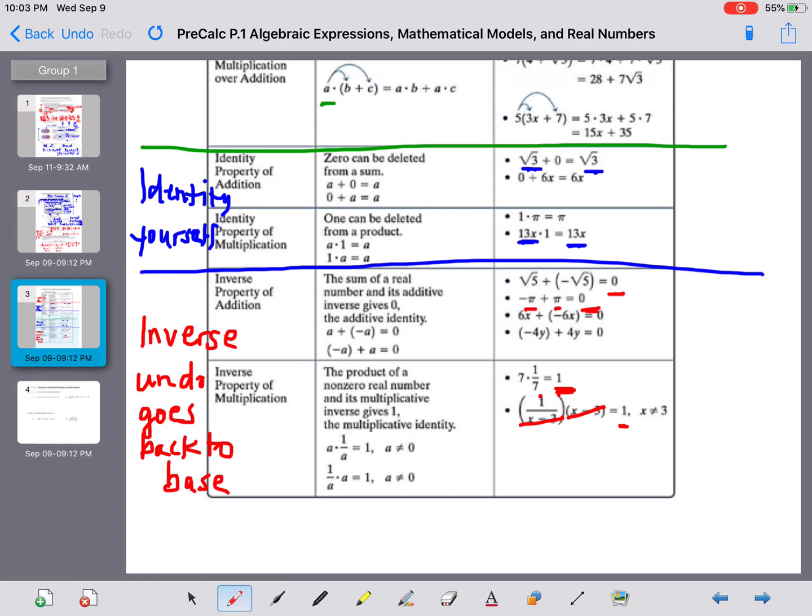Identity, you keep the same answer you started with, and that means you added 0 or you multiplied by 1. Okay. Those are our big properties. That's what we want to know. Let's practice a few more to end these notes.